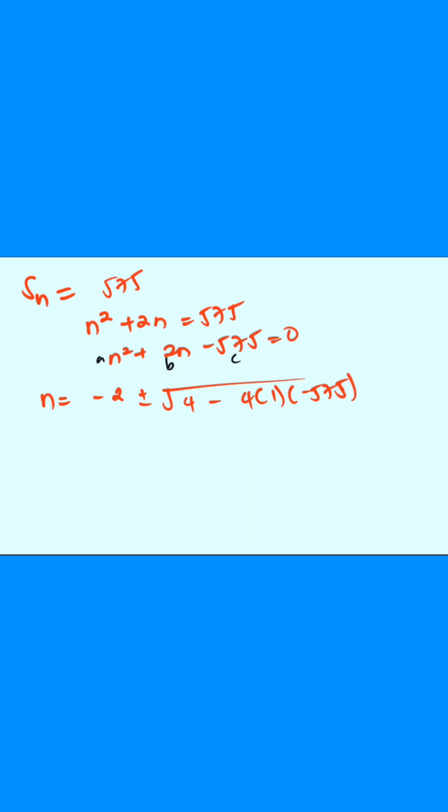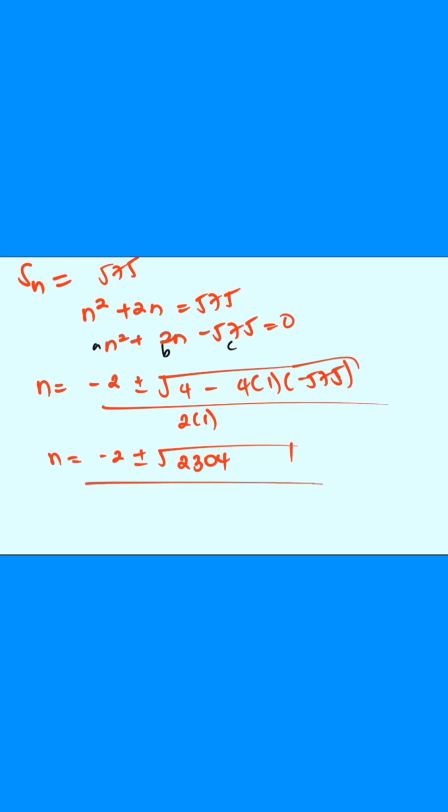So this is a quadratic, and we can use the quadratic formula, since the number is really huge. Quadratic formula would be n equals negative b, which is negative 2. This is a, this is b, this is c, just in case. So negative 2 plus or minus the square root of b squared, so 2 squared, which is 4, minus 4a, which is just 1, times c, 575, over 2a. So n equals negative 2 plus or minus the square root of 2304, over 2.